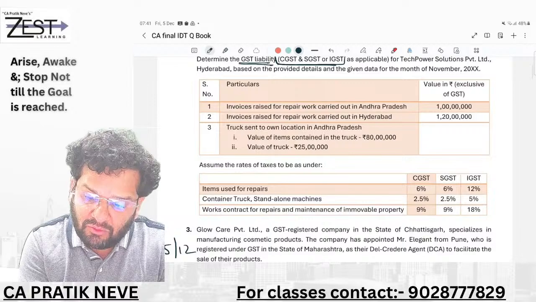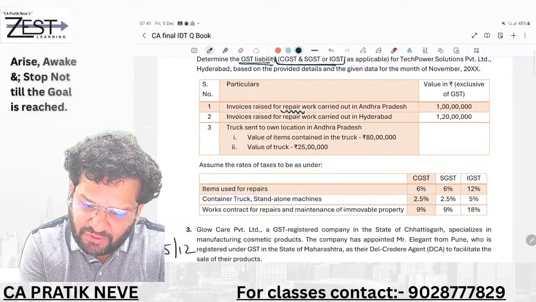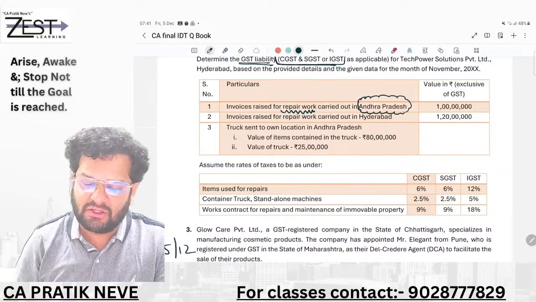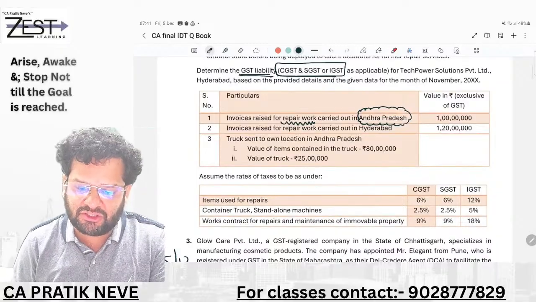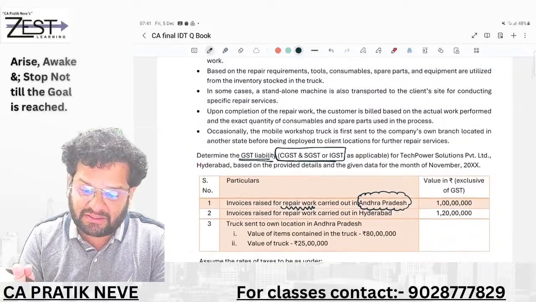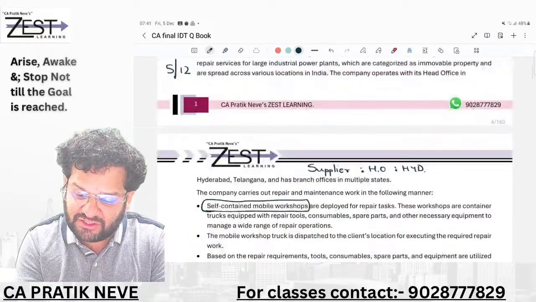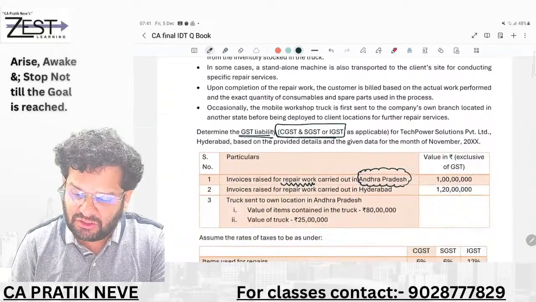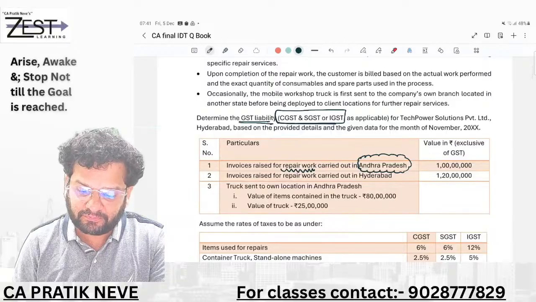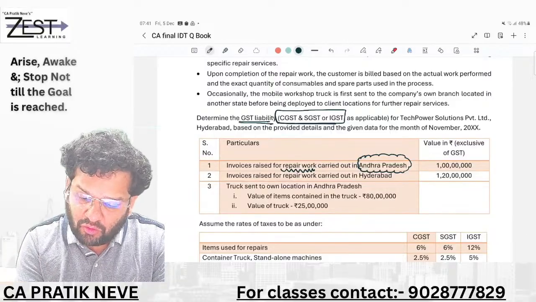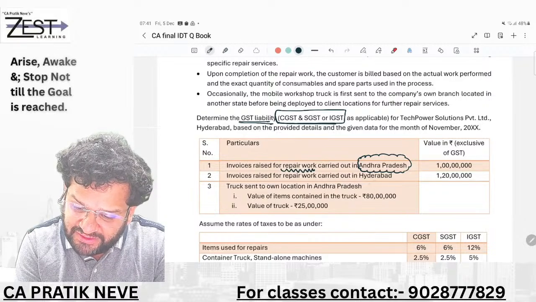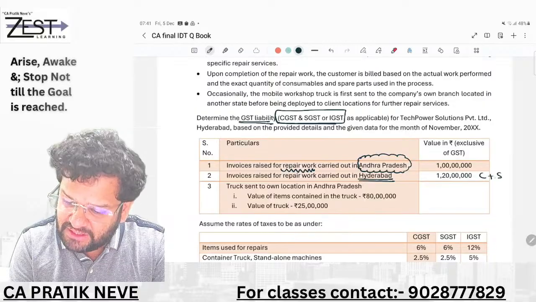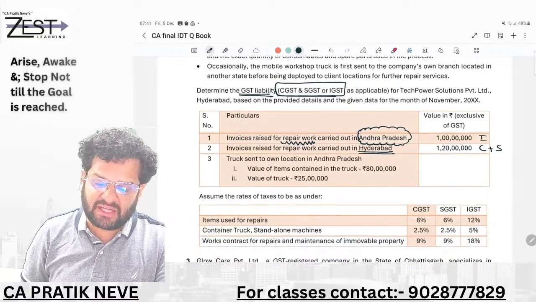First one, invoices raised for repair work. Repair work is carried out in Andhra Pradesh, so the place of supply will be Andhra Pradesh. Location of supplier is Hyderabad, Telangana. Place of supply is Andhra Pradesh. So there will be IGST. Now, invoice for repair work carried out in Hyderabad itself. So there will be CGST plus SGST. In the first case, there is IGST.